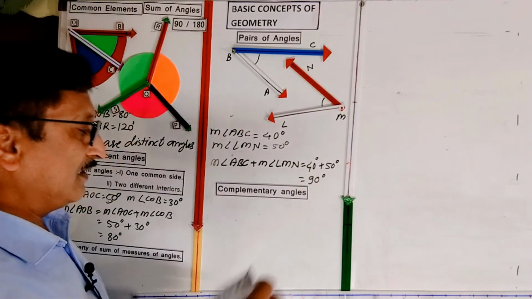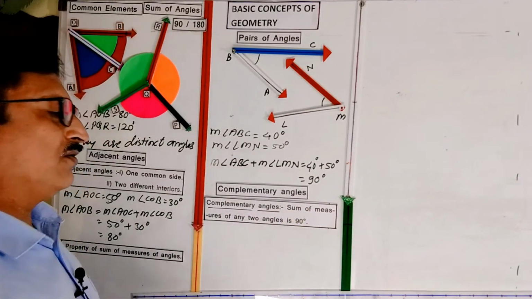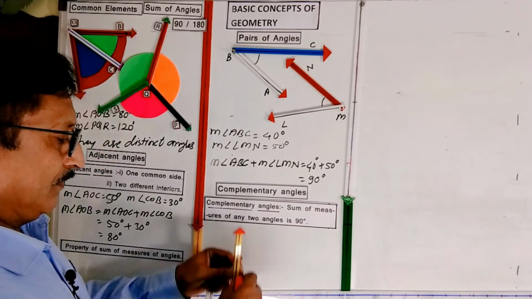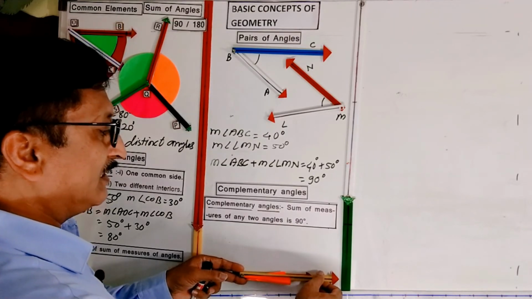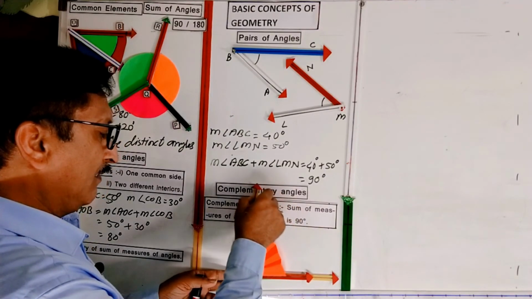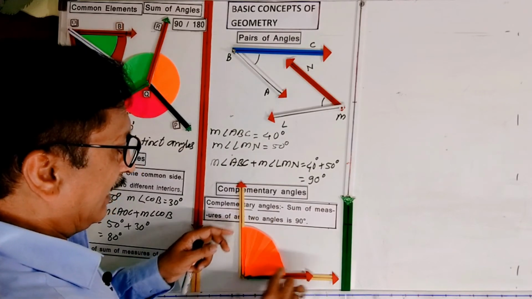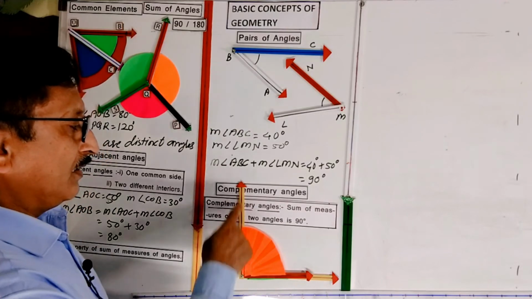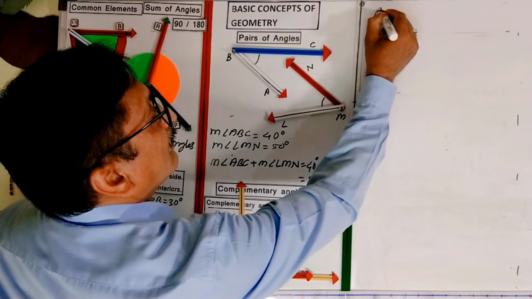And we can say that the property of complementary angles is that the sum of the measures of any two such angles is 90 degrees. Let us see with the help of one diagram, you can identify clearly the types of angles and complementary angles also. Suppose I take this ray and bring it perpendicular to the other ray, that means the angle made here is 90 degrees. That means this is a right angle.